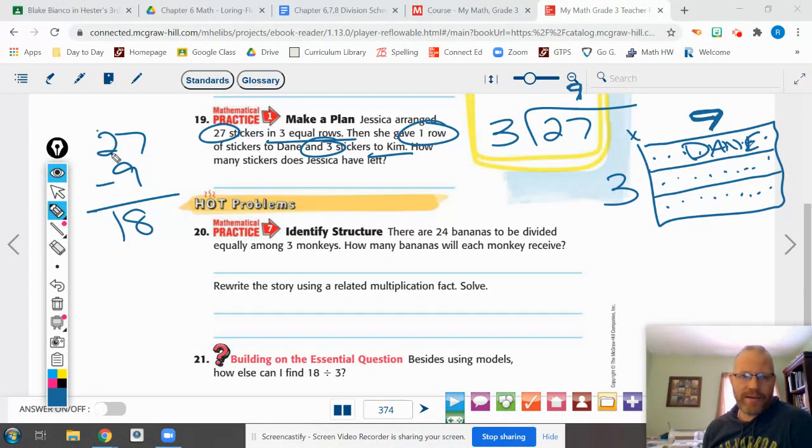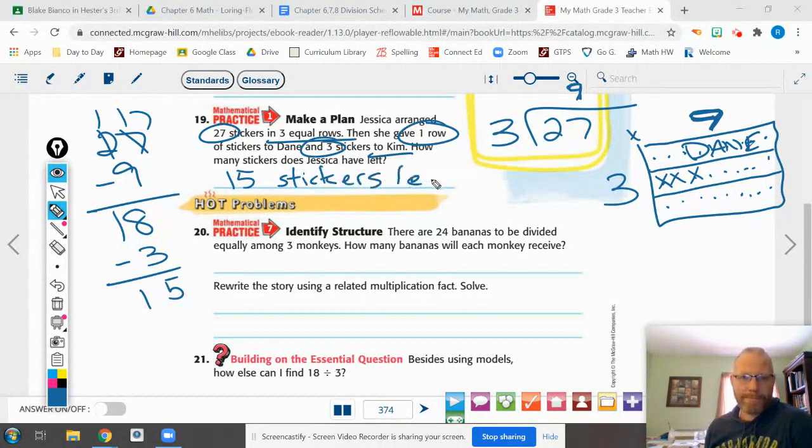2 turns into a 1, 7 becomes 17, 17 minus 9 is 8, 1 comes straight down, we have 18 left. Now she gives 3 stickers to Kim. So she gives 3 stickers to Kim, so we cross out 3 for Kim. How many are left? Well, 8 minus 3 is 5, 1 comes down, 15. She has 15 stickers left. So that was a multiple part problem. Hopefully you found yourself to be successful with it.